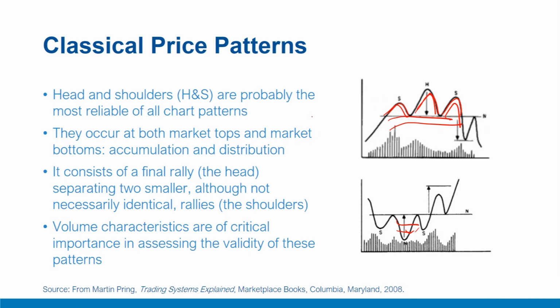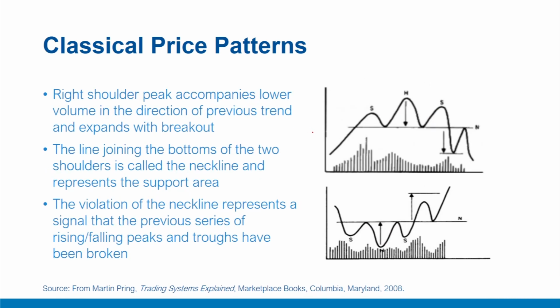Here, please note the volume characteristics are of critical importance in assessing the validity of these patterns. Activity is normally heaviest during the formation of the left shoulder. So here you can see the activity is heaviest at the left shoulder and also tends to be quite heavy as prices approach its peak. The real tip that a head and shoulders pattern is developing comes with the formation of the right shoulder, which is invariably accompanied by distinctly lower volume, like here.